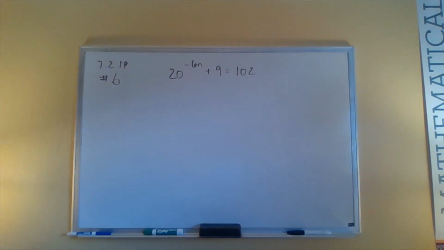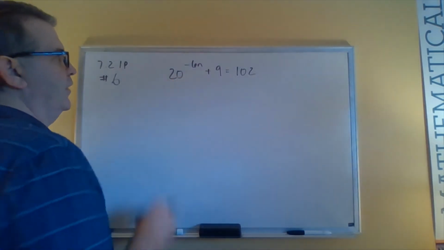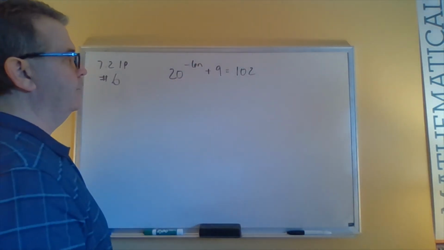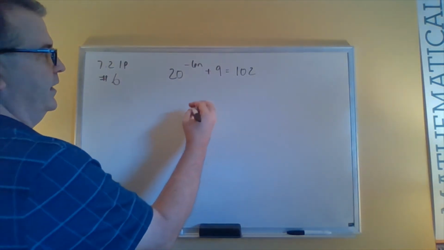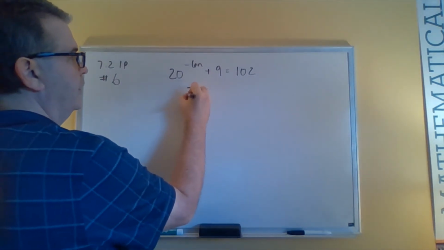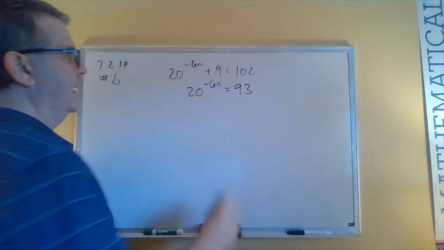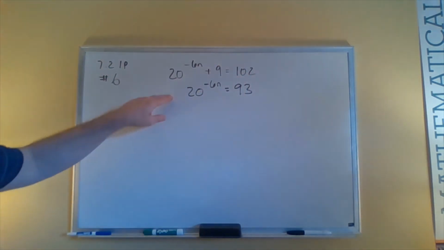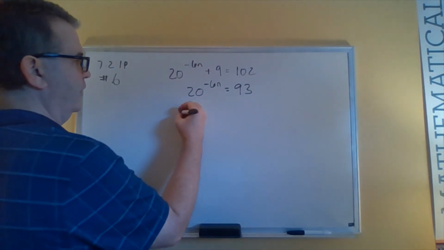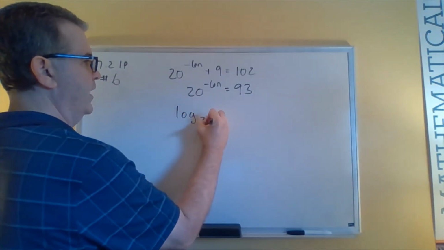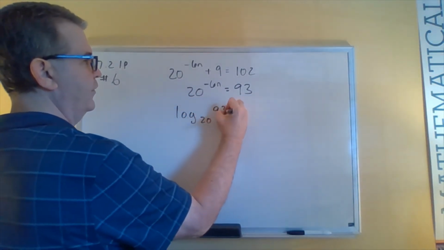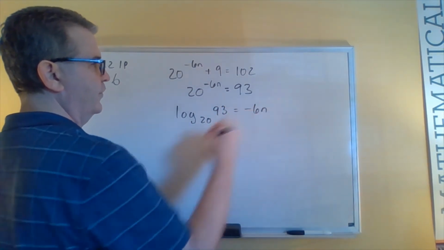Number 6, we have 20 raised to the negative 6n plus 9 equals 102. We need to isolate this exponential expression on the left side first. We're going to do that by subtracting 9 from each side. So I will get 20 to the negative 6n equals 93. Now I need to rewrite this in logarithmic form. So I'm going to get the log base 20 of 93 equals negative 6n.